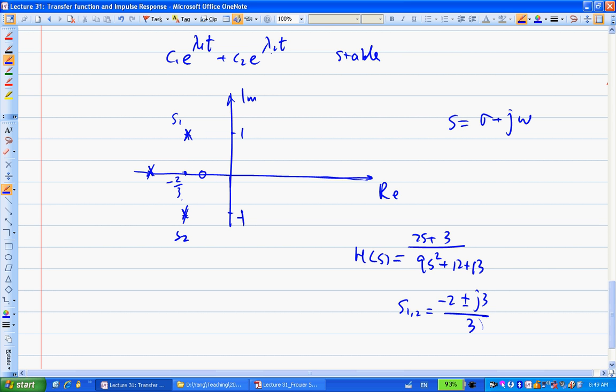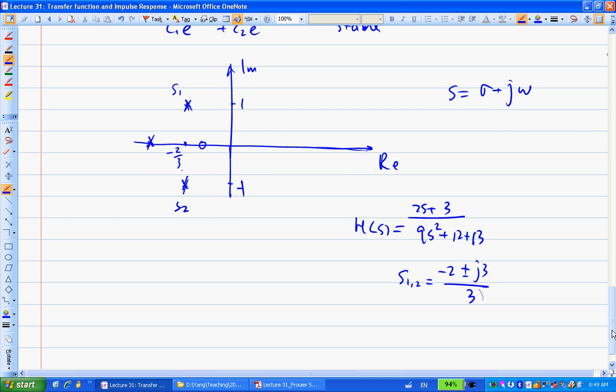Now, if I ask you, what is the stability of the system? Do you think the system will be stable or unstable? Exactly. It's going to be stable because the real part of these poles is a negative number. Or in other words, the location of the two poles is on the left side of the S plane. So that's an important conclusion I'll tell you here.